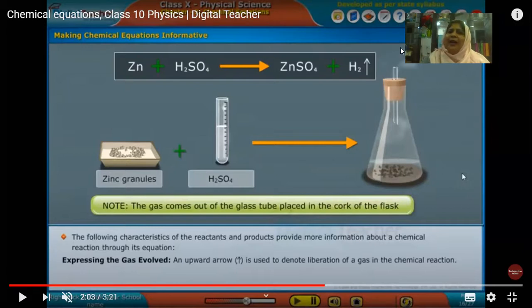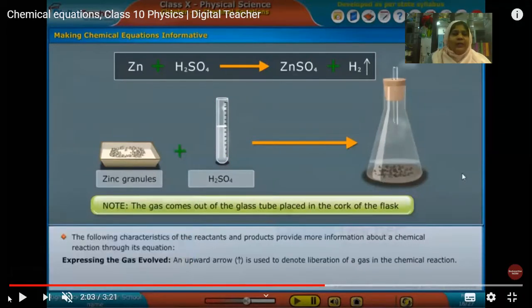And you have done the hydrogen gas test so many times. If you use a lighted flame here, and if you get a pop sound, then the gas that comes out is hydrogen gas. So zinc granules, in the solid state, plus sulfuric acid, in a liquid state. When they both are combined together in a conical flask, we have found that a new compound called zinc sulfate is formed, and hydrogen gas is liberated. Okay, so the gas comes out of the glass tube in the conical flask.